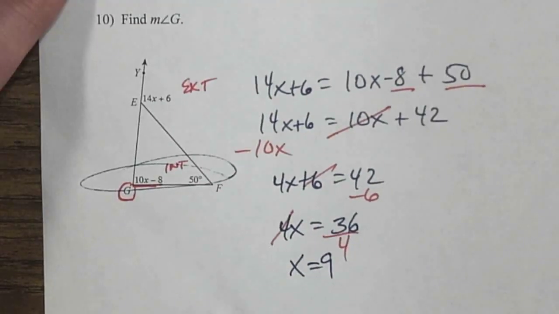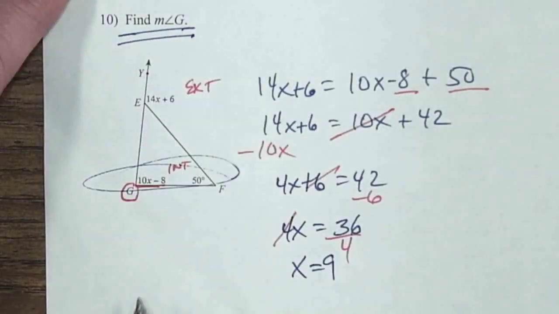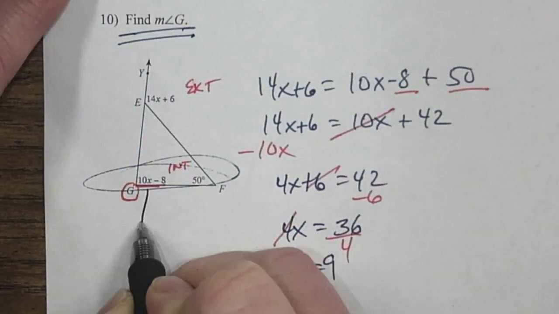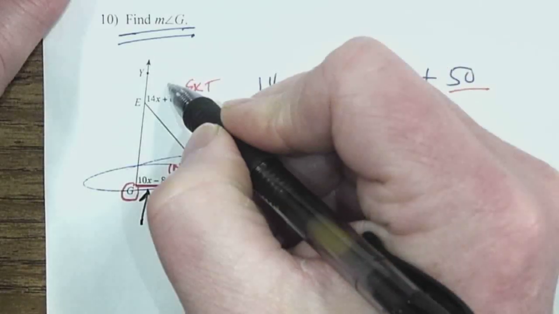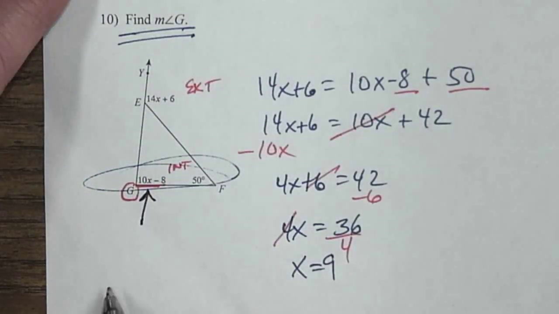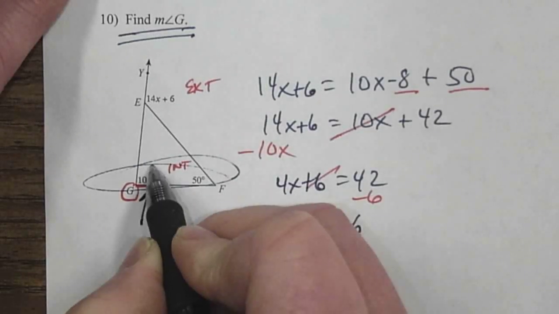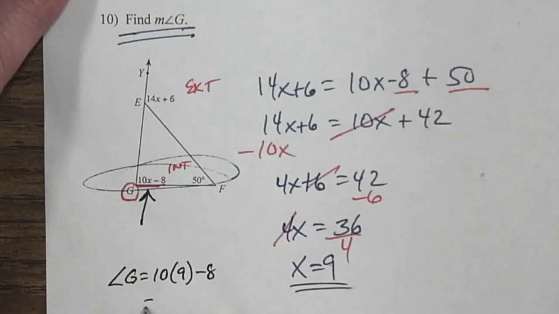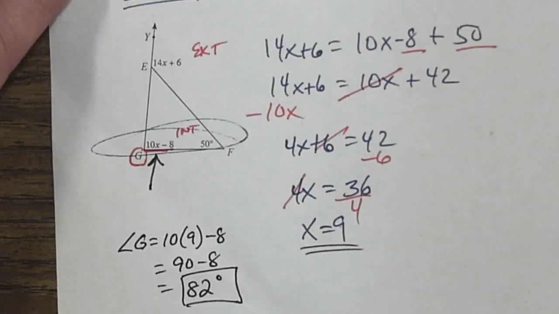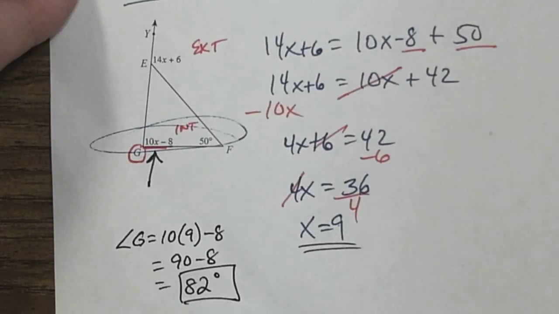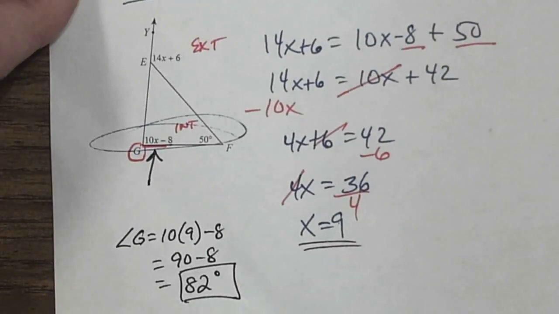But I'm not done because it says clearly find angle G. So angle G is this one. In the homework I think we did a lot of this top one, but here's angle G. So angle G is 10 times 9 minus 8. We're going to take this x equals 9, and plug it in right here. So that's 90 minus 8, 82. And that's the angle, so we'll call it degrees. And there you have it. So hopefully this will make sense. You'll be able to do your homework and understand.